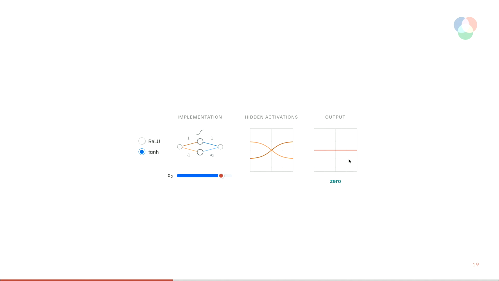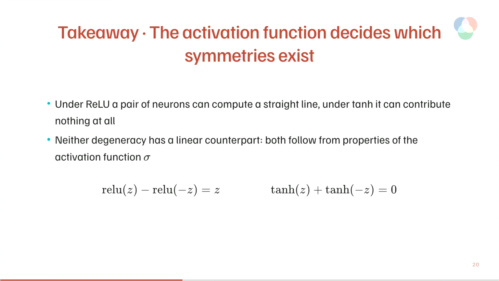So they effectively cancel each other out. So the takeaway here is that there are additional degeneracies in nonlinear networks, and they can depend on the symmetry properties of the activation function that you happen to choose for your nonlinear network. And importantly, neither of these 2 degeneracies has a direct linear counterpart, right? This just doesn't happen in linear networks because we don't have these symmetries present in the activation function.